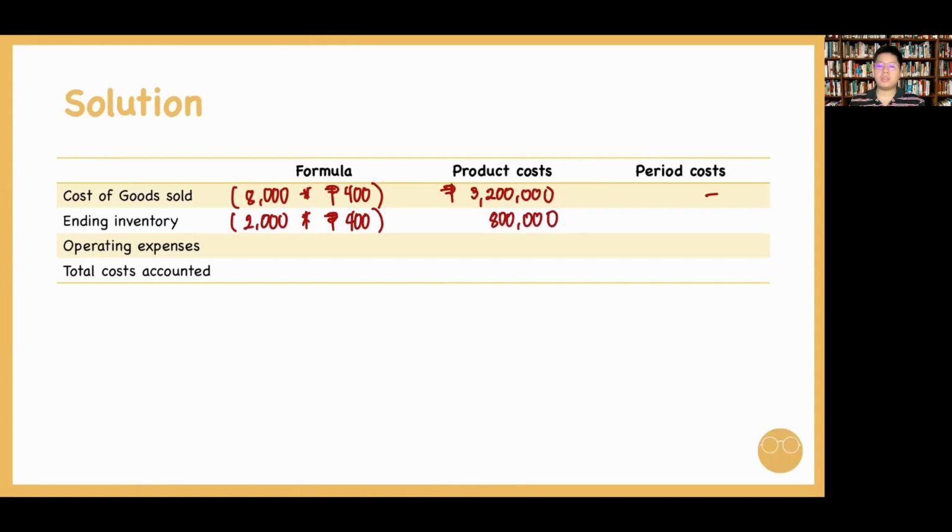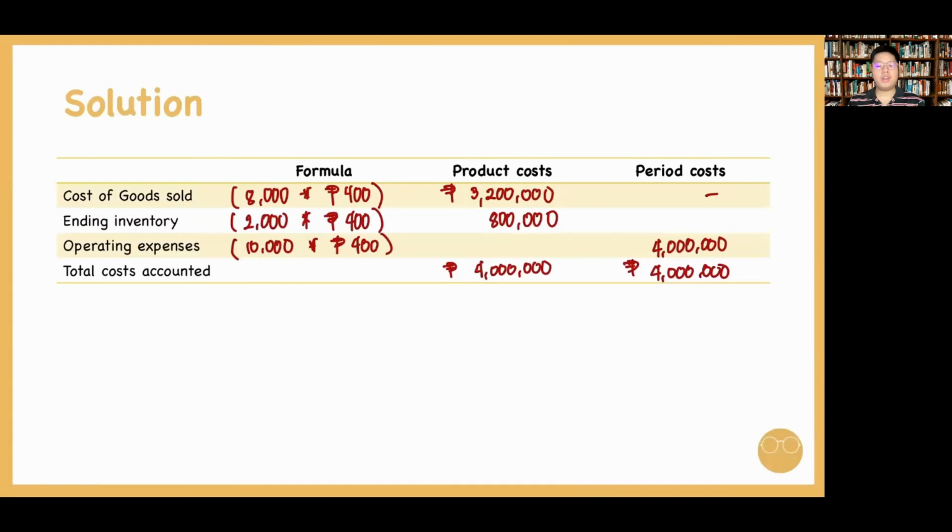For the operating expense, we can have an understanding here that this is an outright expense. This is a period cost. Then we will multiply the 10,000 that is based on the production multiplied by 400. We will get 4 million pesos as part of our period cost. Then the total cost as accounted here will be equal to 4 million product cost and 4 million period cost.